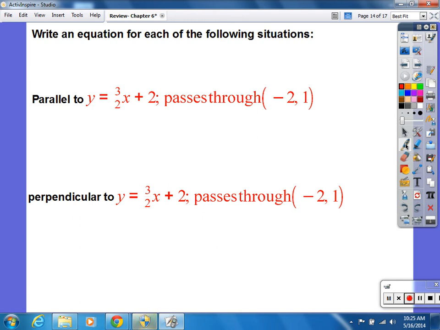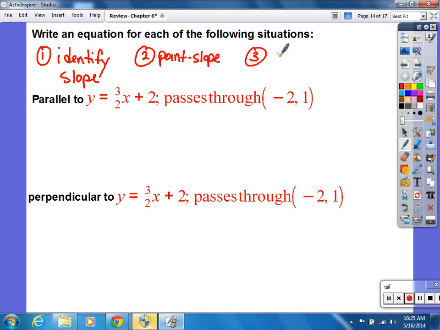The first thing that we need to do here is identify, and there's no math involved in this, it's just understanding slope. Identify the slope. Then we're going to write an equation in point-slope form. And from there, we're going to transform the equation into slope-intercept form. So for the first example, an equation for a line parallel to y equals 3 halves x plus 2, we know that the slope of our parallel line is going to be the same, 3 halves.